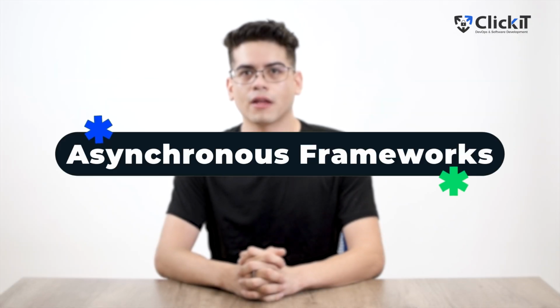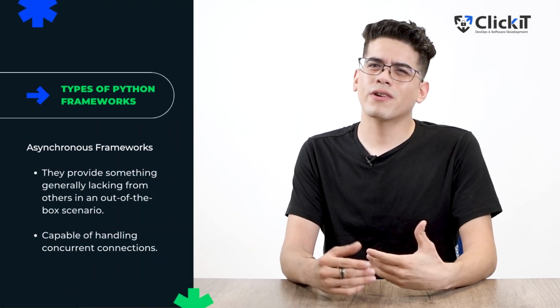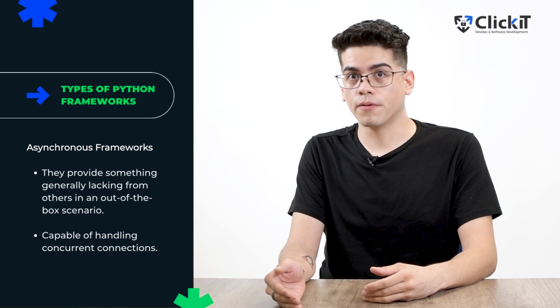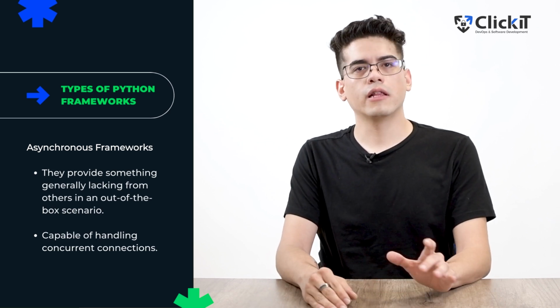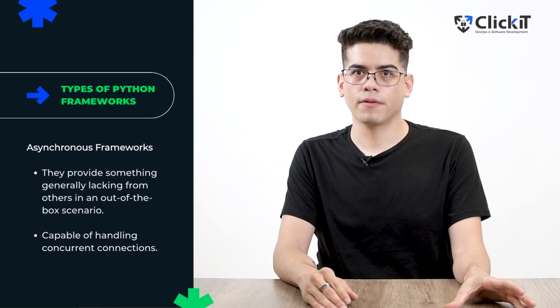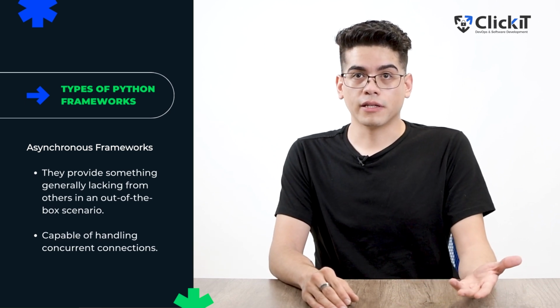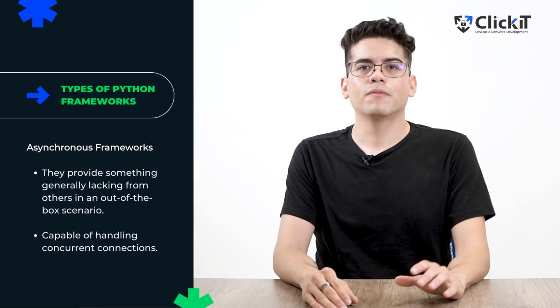Asynchronous frameworks. Async or asynchronous frameworks differ from the rest because they provide something generally lacking from others in an out-of-the-box scenario. Async frameworks are capable of handling concurrent connections, generally leveraging the asyncio library. I'm not saying other frameworks cannot implement this feature, like my all-star Django. However, doing so would take an extra step in the development process and can prove not to be as efficient at handling connections as the async-focused framework. If your application requires that specific feature, going with an async Python web framework may be your best bet.